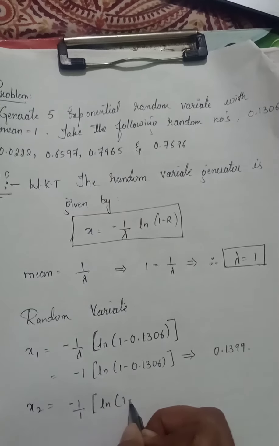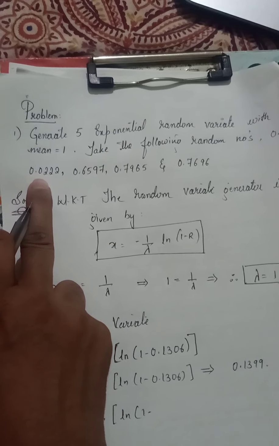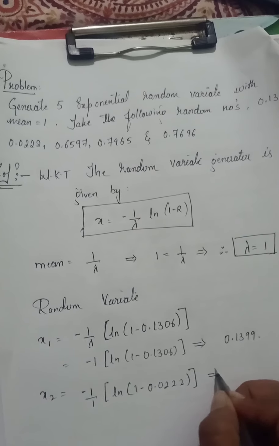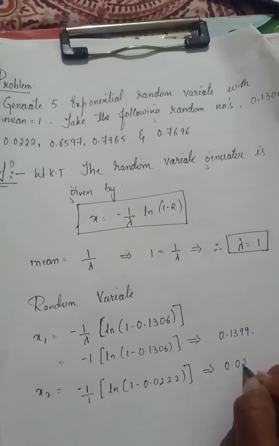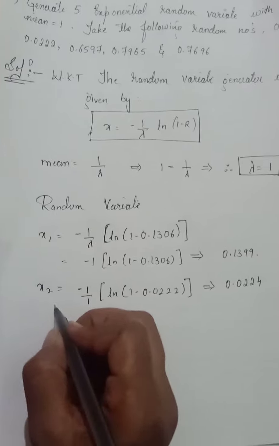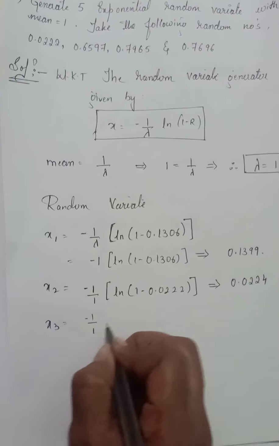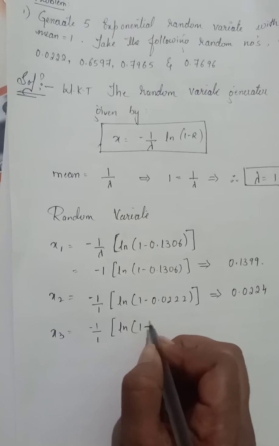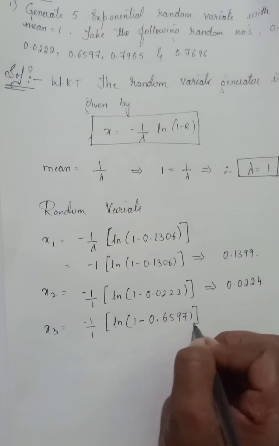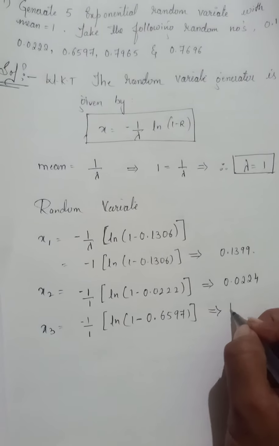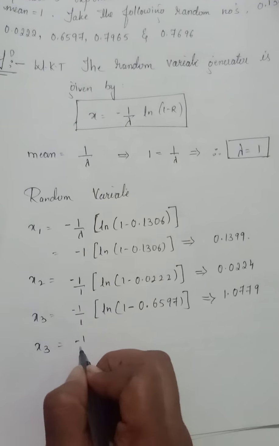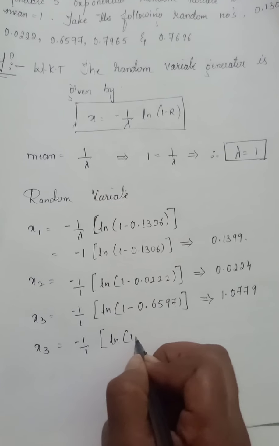Again we'll find x2, that is minus 1 by 1, again ln of 1 minus the second random number they had given, 0.0222. If I solve, I'll get 0.0224. Clear? Now the next is x3, again minus 1 by 1 ln of 1 minus the next random number, 0.6597. If I solve, I'll get 1.0779.